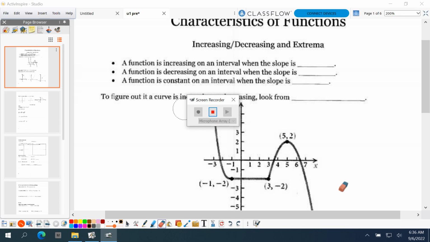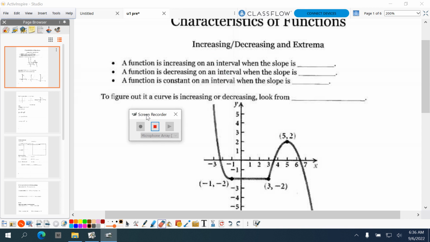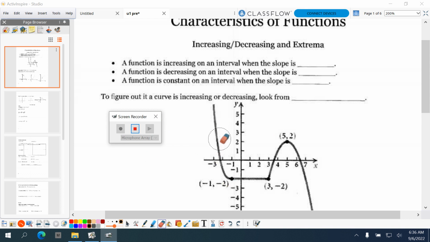So to welcome this first video that we have, it's regarding increasing and decreasing and the intervals, being able to identify them. It also regards being able to identify extrema. So when we think about extrema, we're thinking about minimums and maximums. But first, let's identify the parts of functions where they are increasing, decreasing, and constant.